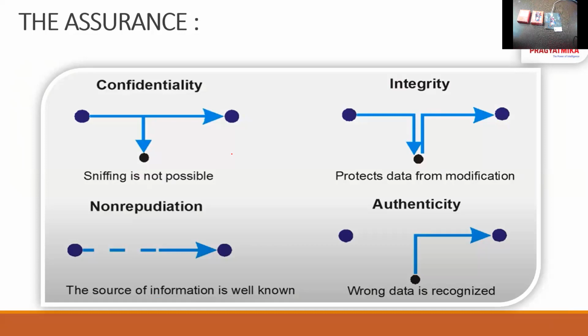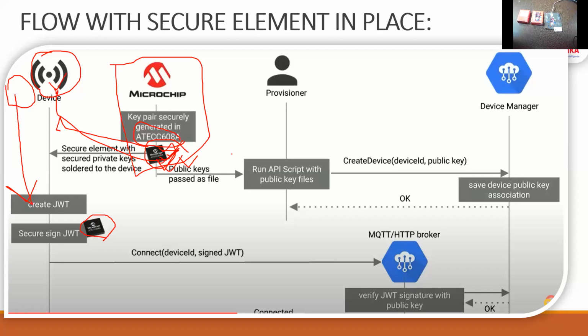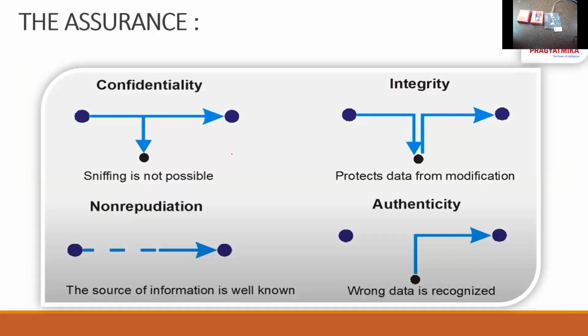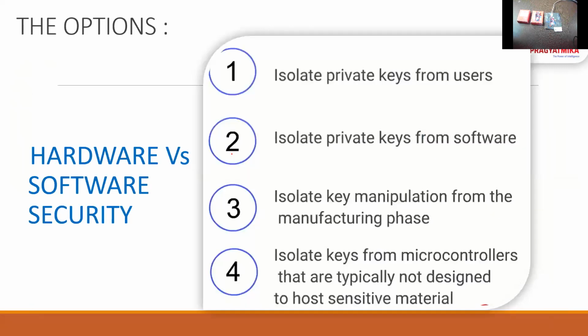And if any data is coming from the wrong source, which doesn't have the verified JWT signature, that could be easily recognized. So this assurance that we get, which is the key element for your security, is that we should be protecting our data. All these four things should be there, and that's what we get with the help of this secure element or the crypto element.